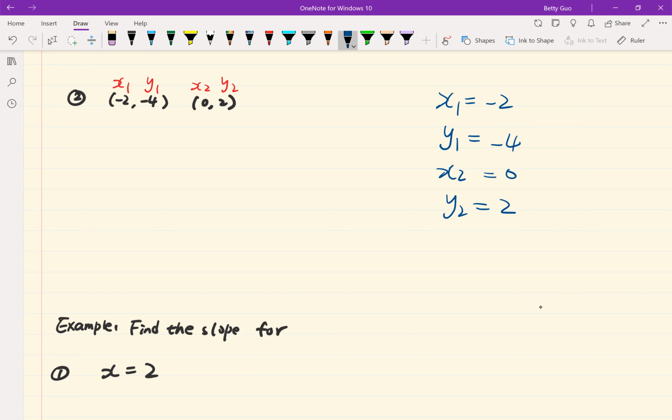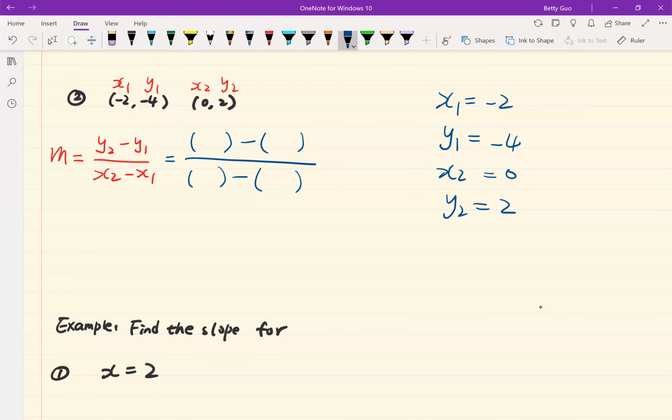What's the second step? Do you guys remember? Copy the slope formula. Slope m equals y sub 2 minus y sub 1 all over x sub 2 minus x sub 1. Step 3, plug in the values in the formula. Please do what I do here. Use parentheses to hold a place for those variables, and then put the values in the parentheses.